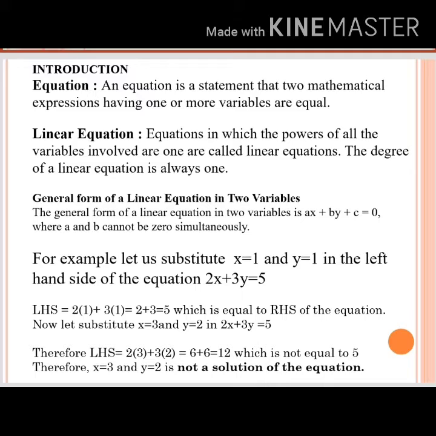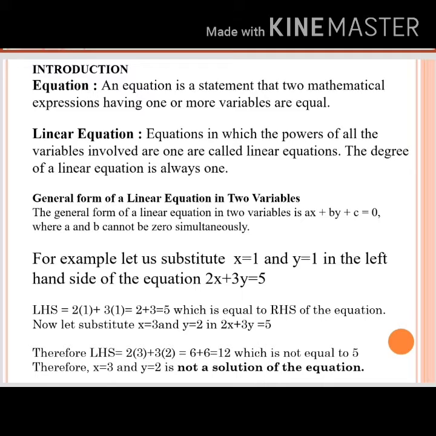General form of a linear equation in two variables. The general form of a linear equation in two variables is ax + by + c = 0, where a and b cannot be 0 simultaneously. That means both the terms cannot be 0 at a time.